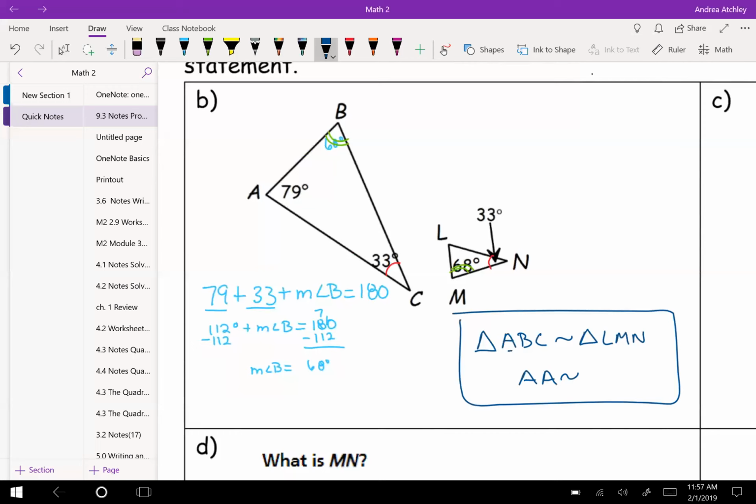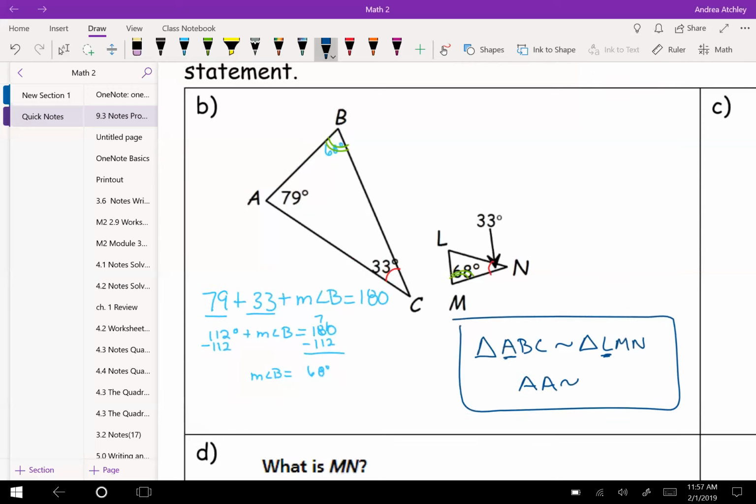So you have to have A, what goes with angle A has to be the first one over here. So angle A is 79 degrees. Angle L would have to be 79 degrees too then. So L has to come first. Then B is 68 degrees. So you have to have the 68 degree, which is M. It really matters what order you put the second one in. Any questions over that? Okay.